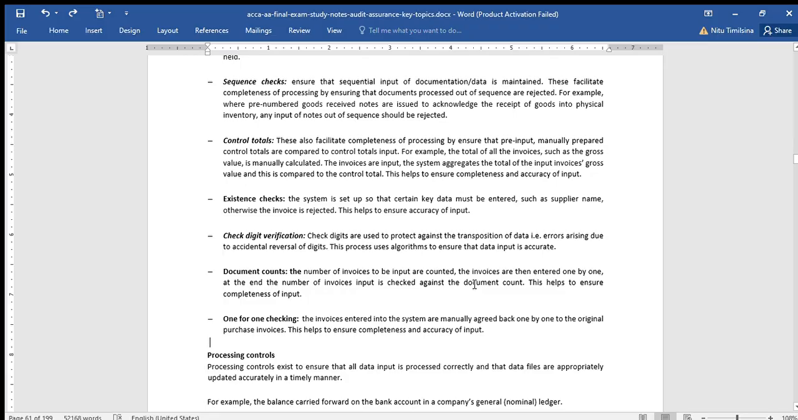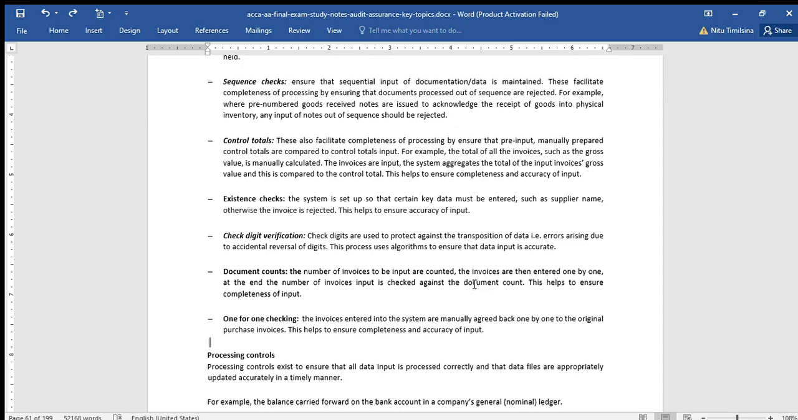Control totals. This also facilitates completeness of processing by ensuring that pre-input manually prepared control totals are compared to control totals input. For example, the total of all invoices, such as gross value, is manually calculated. The invoices are input, the system aggregates the total of input invoices' gross value, and this is compared to the control total. This helps to ensure completeness and accuracy of input. Total is matching or not.